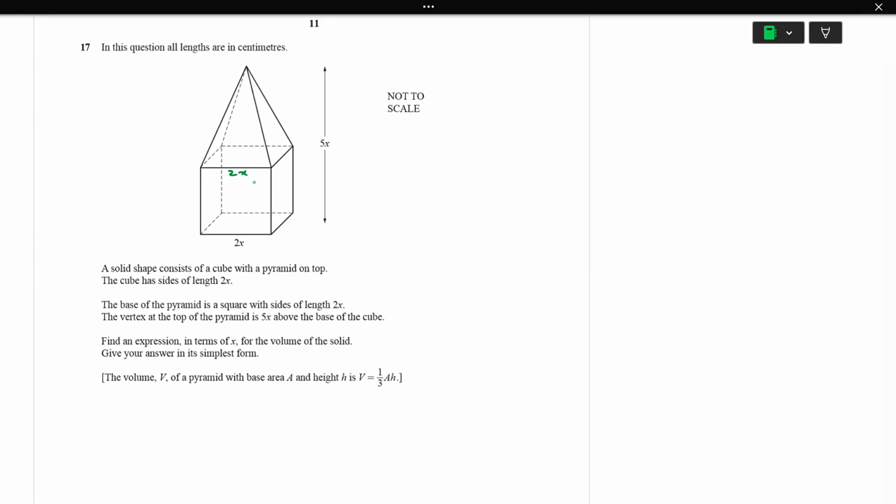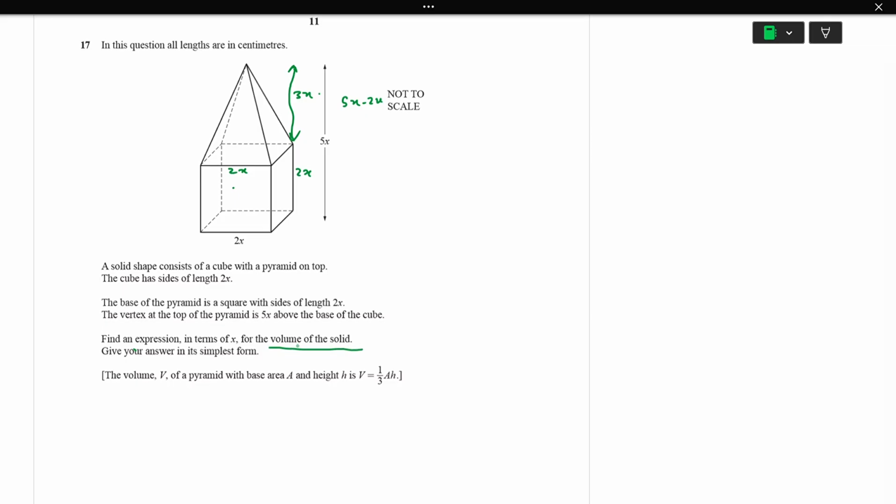The cube has length 2x, and the vertex at the top of the pyramid is at 5x. So this height is 2x because it's a cube. So the entire height is going to be 5x. So this height, from here to here, is going to be 5x minus 2x, which is equal to 3x here. So what do we need to find? We need to find the expression in terms of x for the volume of the solid.